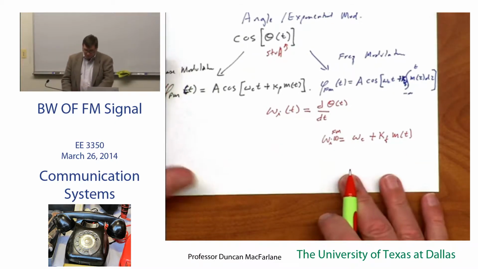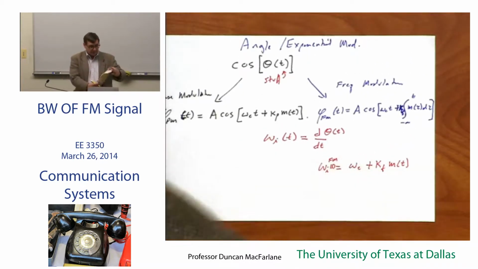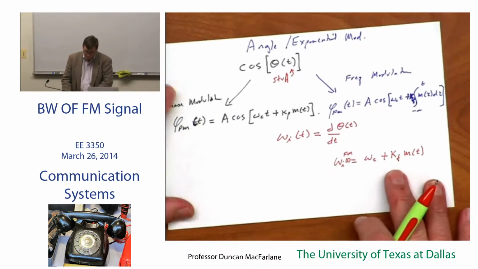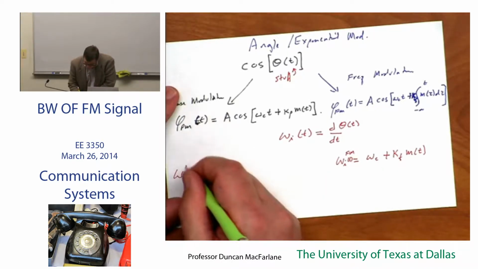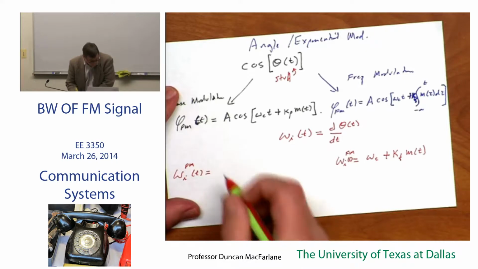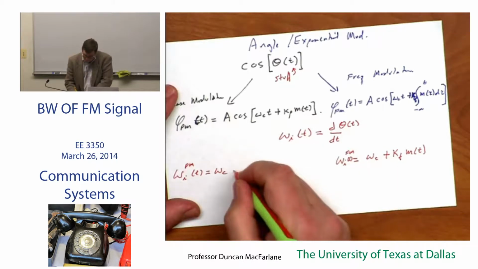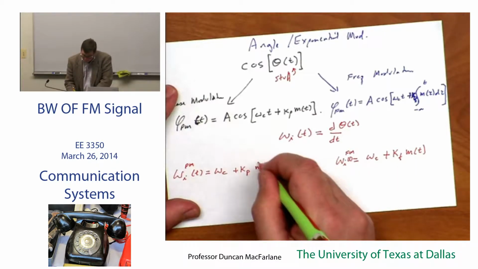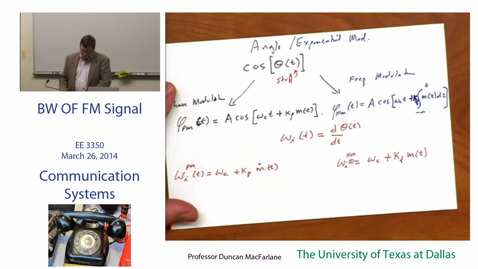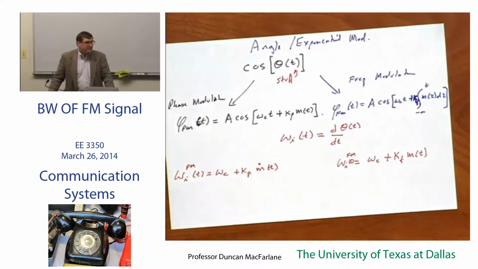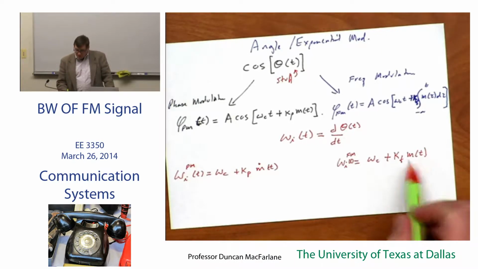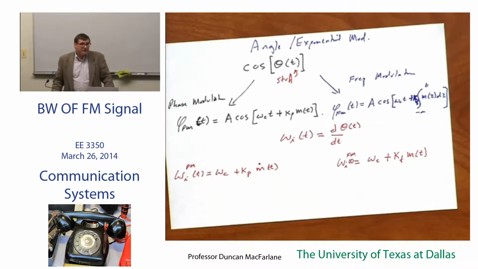So that's my instantaneous frequency for my FM signal. And my instantaneous frequency for my phase modulated signal is also a function of time. Take the derivative of this term here, I get omega c. Take the derivative of this term here, I get kp times the derivative of my message signal. Okay. So in both situations, the m of t drives what my instantaneous frequency is.